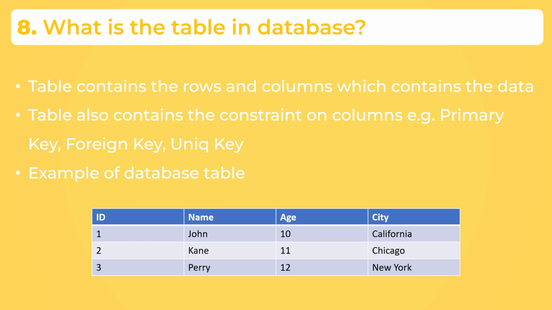Next is, what is a table in a database? A table contains rows and columns which contain the data. A table also contains constraints on columns, for example primary key, foreign key, unique key, etc. And below is an example of a database table. Here is a table which contains four columns: ID, name, age, and city. So data is stored in tabular form in SQL.